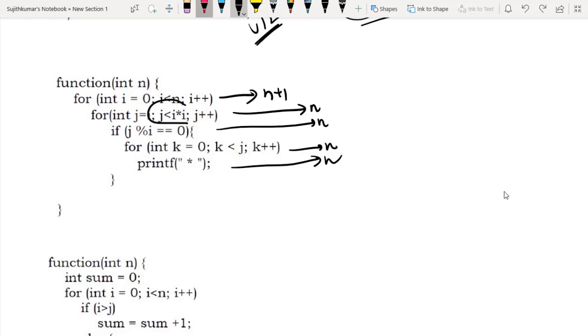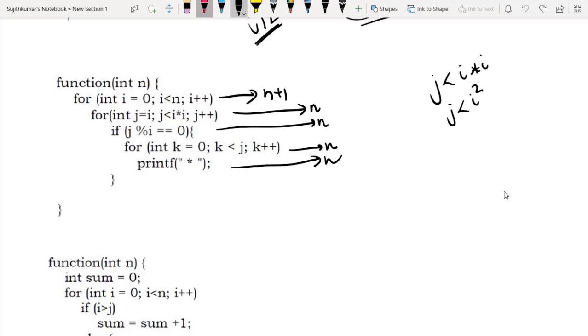Check out the inner loop, guys. It is j less than I square. Okay, j less than I into I, right? So the condition here is j less than I into I, j less than I square. Which means that my inner loop will iterate for I square times. This will end only if it reaches I square, right? My inner loop will iterate for I square times.